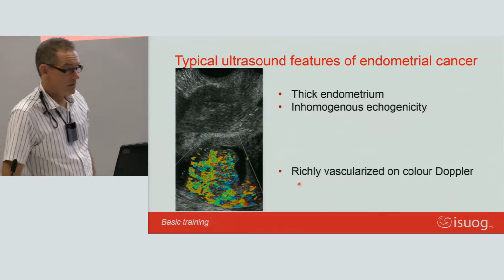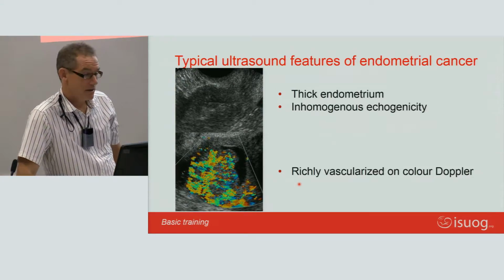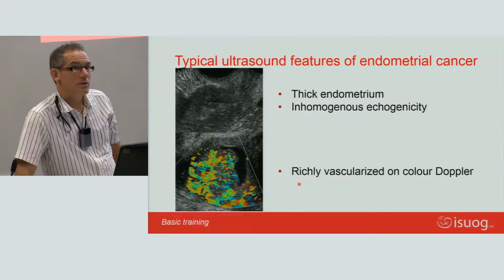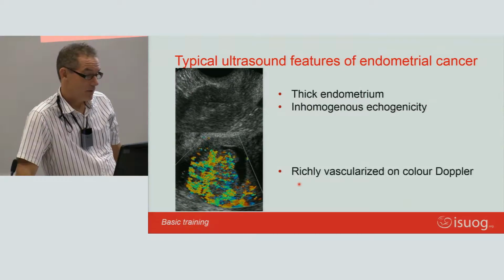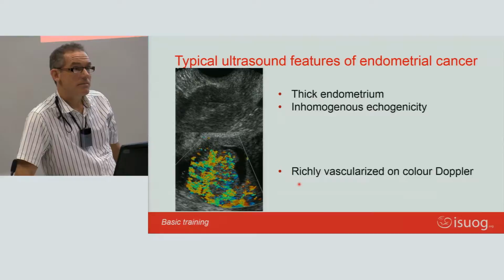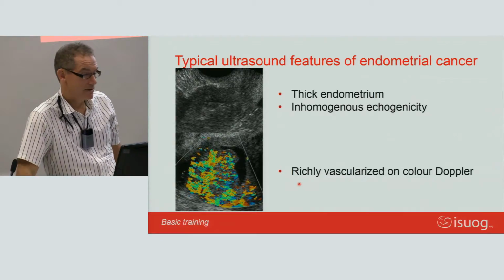Ultrasound features suggestive of endometrial cancer: it's a very thick endometrium. It's inhomogeneous. Often you can't see the endometrial-myometrial junction particularly well. And if you put your color on, it's either richly vascularized, or sometimes you can see multiple feeder vessels.